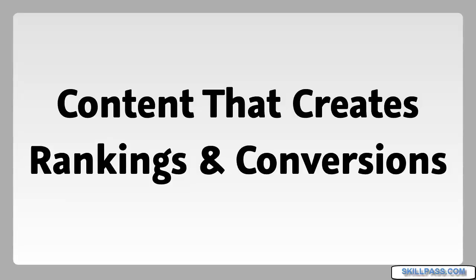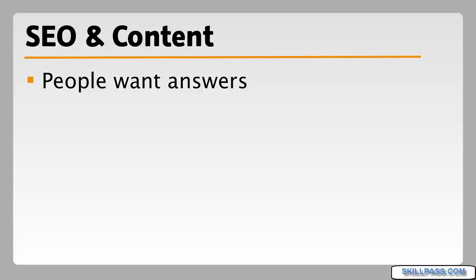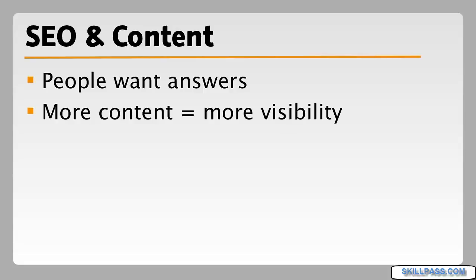Content is your primary tool for creating new rankings and additional rankings and driving people to conversion. Search engine optimization, as you've seen throughout these lessons, is vitally related to your content. You need content to optimize in order to gain rankings. People need content because they're searching for answers. And so the more content you have on your website, the more visibility you're going to get.